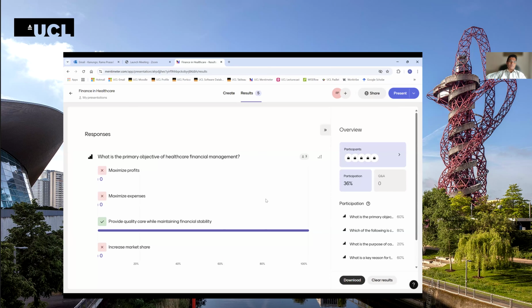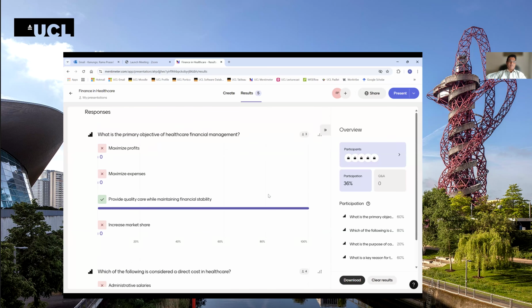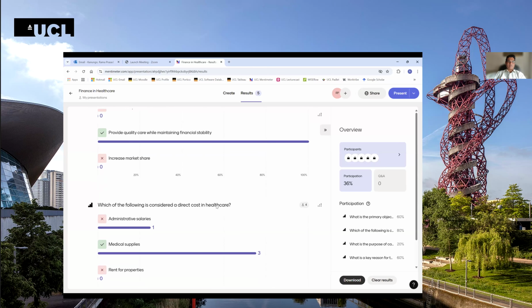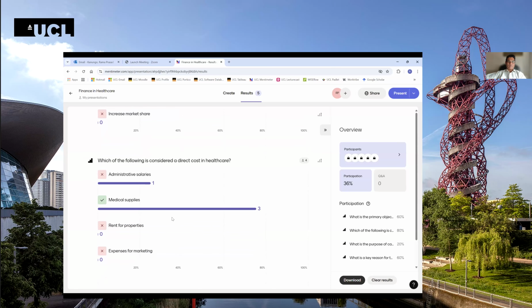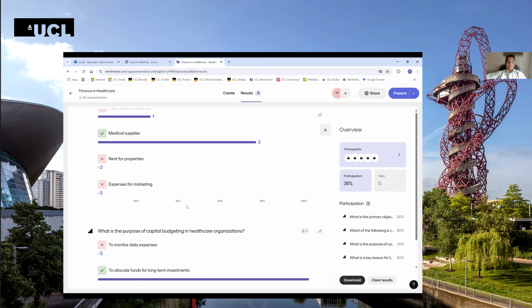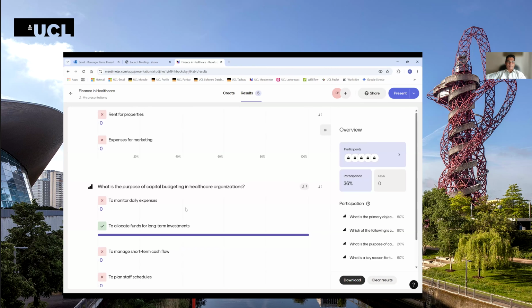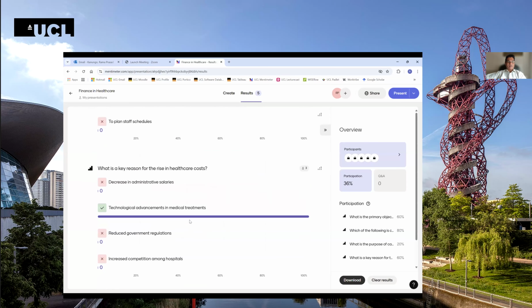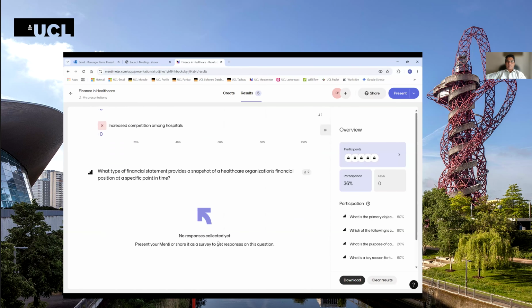Yeah. So, can you see my screen, guys? I'm showing you the response and the results. This one is provide quality care while maintaining financial stability. The second one is right: medical supplies is the direct cost. That's all you have done correctly. Expense of marketing, we did not attend that question. What is the purpose of capital budgeting? To allocate funds. That's the right answer. The technology is the right answer. You have done that, and this we skipped.